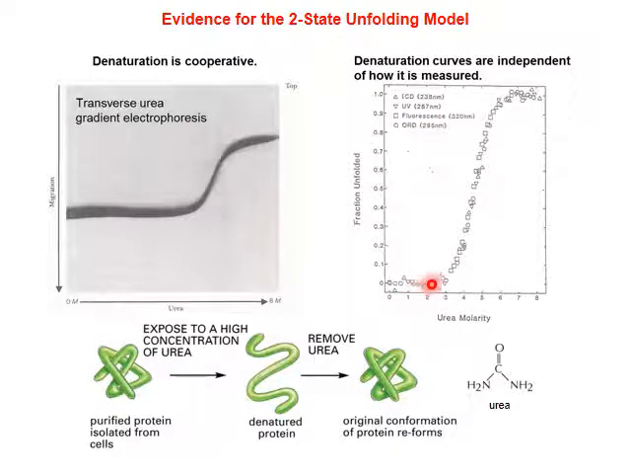So if you were to superimpose all of these data, you can see they all fit this two-state model. So this is how we look at measuring protein denaturation, and the inflection point here would be our point where half the population is folded, half is unfolded.